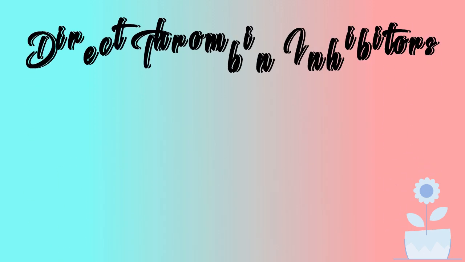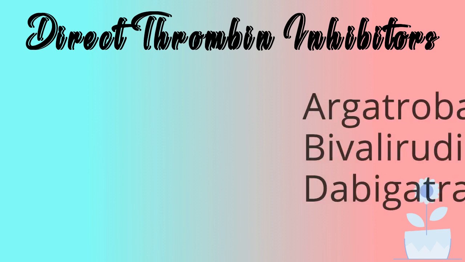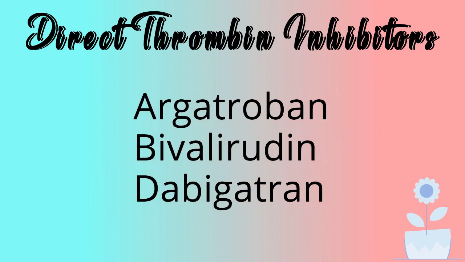The first drug class that I will be focusing on is the direct thrombin inhibitors. Argatroban, bivalirudin, and dabigatran all are part of this drug class. The direct thrombin inhibitors, or DTIs, bind to thrombin and inhibit its action. Thrombin, or factor 2A, is the final enzyme of the clotting cascade that produces fibrin. So this is how they exert their anticoagulation effect.